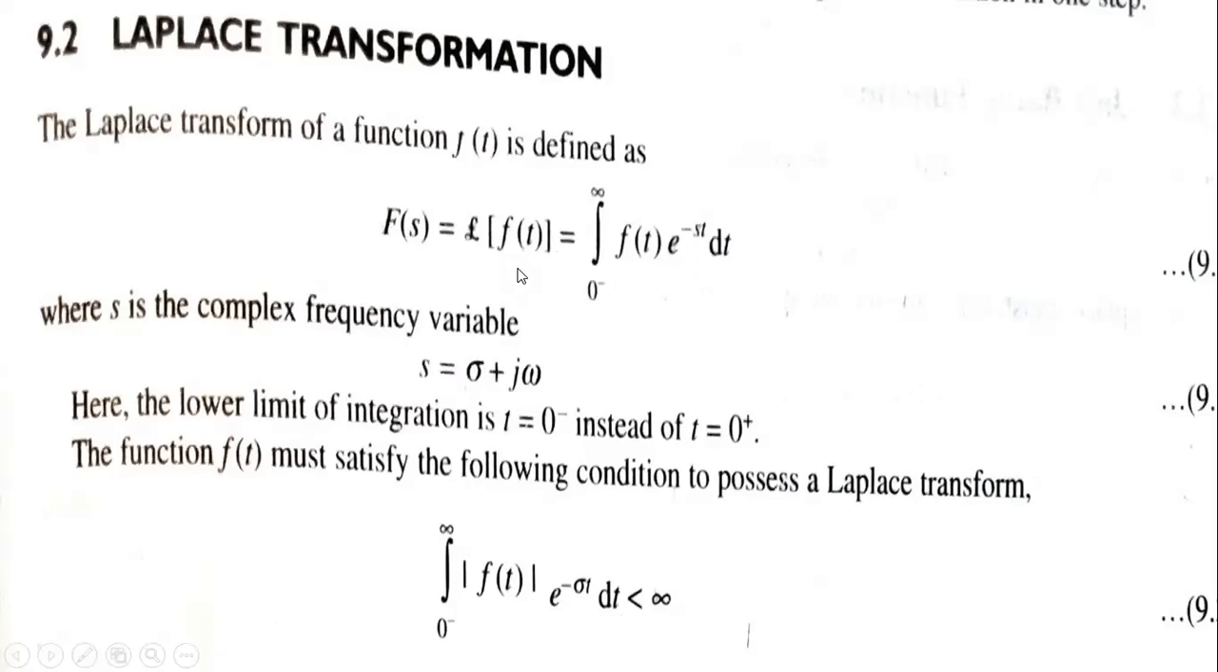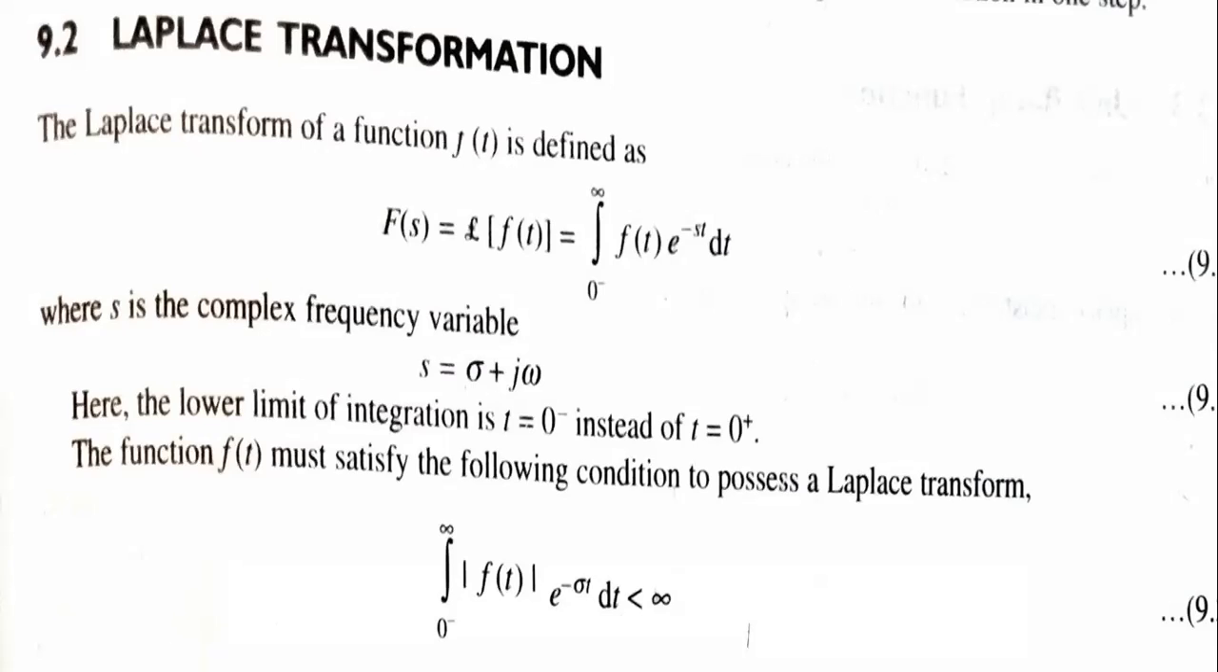Here we need to take care about the limits. The limits may be from 0 minus to 0 plus, the initial or the final limits. In this way, my f of t must satisfy all the conditions of the Laplace transformation. How it is possible to satisfy those conditions is listed here. We should study carefully and know how we are going to convert from one domain to another domain.